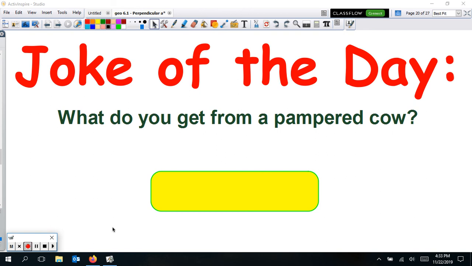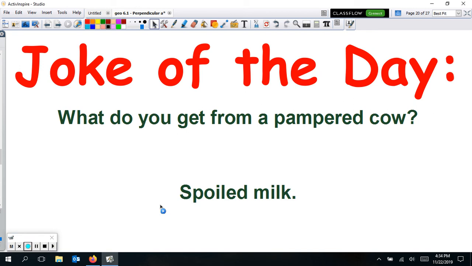Actually, before we get to our next part, let's do a little joke of the day. What do you get from a pampered cow? A cow that is pampered, taken very good care of, given everything the cow wants in life. Well, of course, if you do that, you will get spoiled milk. Ugh, spoiled milk. That's awful. It smells and reeks. Hate spoiled milk.